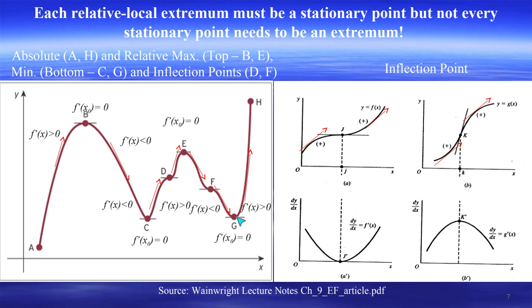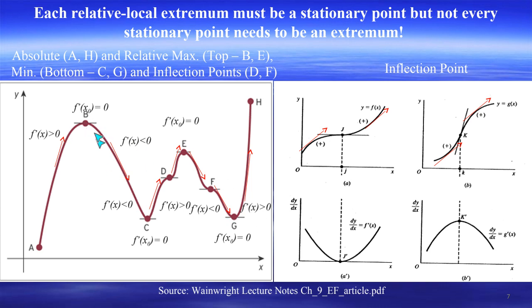Then we go down to G. The first derivative is negative. At G, it becomes 0. The movement stops for a moment. And then it goes up again. The first derivative becomes positive. So this is the bottom of a valley. It is a relative or local minimum.